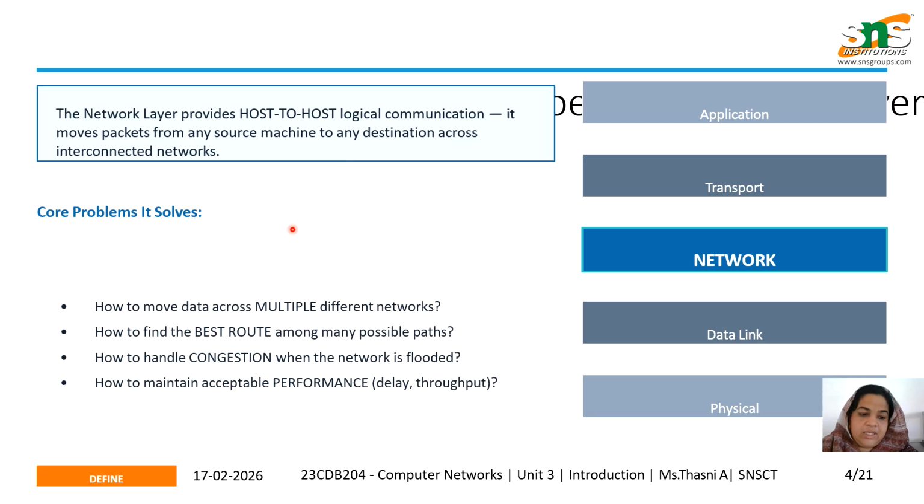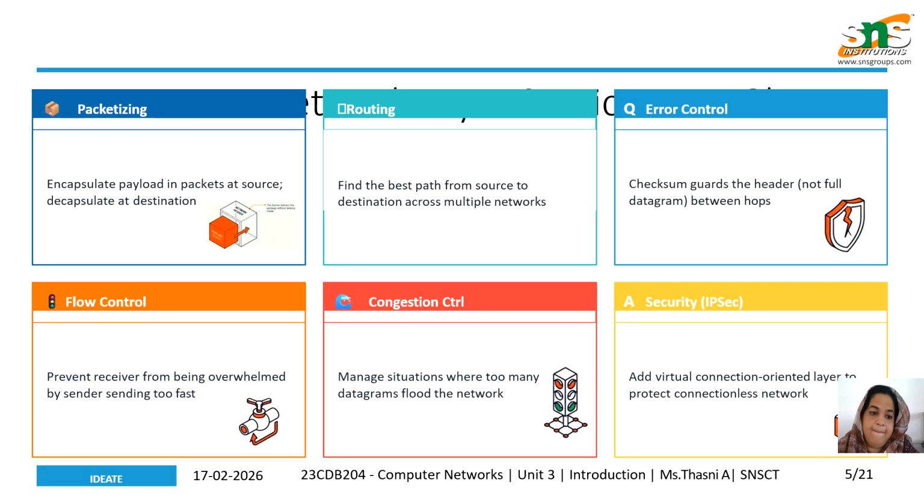The core problem is how to move data across multiple different networks, how to find the best route among many possible paths, how to handle congestion when the network is flooded, and how to maintain acceptable performance in terms of delay and throughput. Now we'll see the network layer services at a glance.